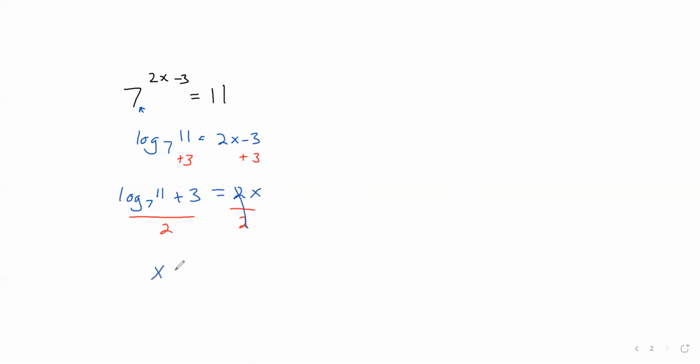And I'm left with x, and I like to put my x on the left side. So if you're saying, well, you had x on the right, why is it over there? That's just a way of writing it. There's no right or wrong way there. It's just preference. So x is still x. Doesn't change the fact that it is log base 7 of 11 plus 3 all divided by 2. And it must be written like this.